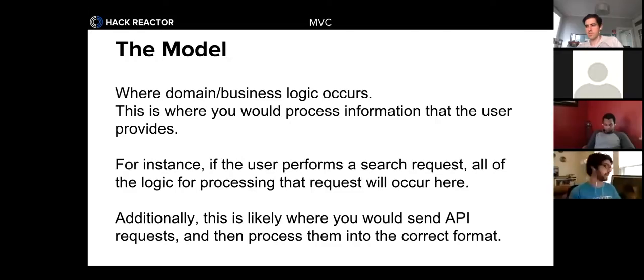The model here is where the domain and business logic occurs. This is where you're going to perform any of your app logic that you need to take care of. So if the user sends you some information and you need to do something with that information, this is where you would do it. If they send you a search request, then the model is where you're going to look through your database for whatever specific bit of information. This is where you would have your data, your objects from JSON. If you're going to do your API requests, they're going to occur on the model.